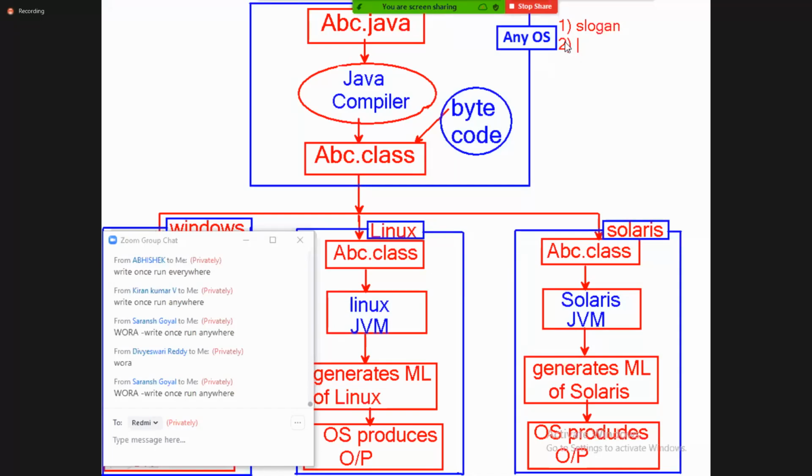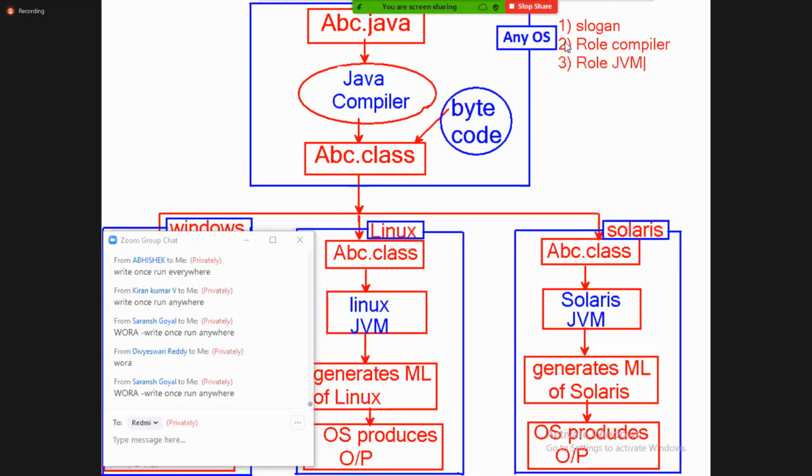Second, tell me, what is the role of the compiler? The compiler is responsible for taking the source code, converting it into bytecode, and saving the bytecode in a new file with .class as an extension, in the system. That's it. Fine. Then what is the role of JVM?